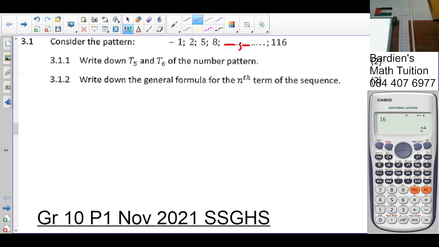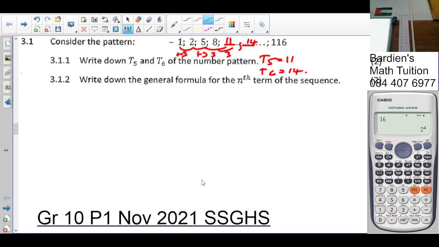So I'm adding 3 all the time. So you'll be adding 3. So it's going to give you 11 and 14. So T5 is 11 and T6 is 14.